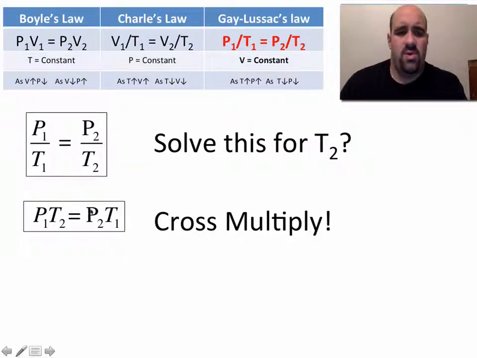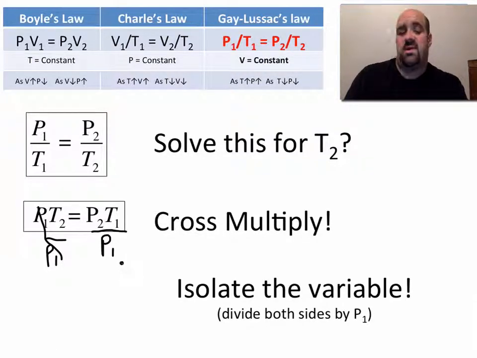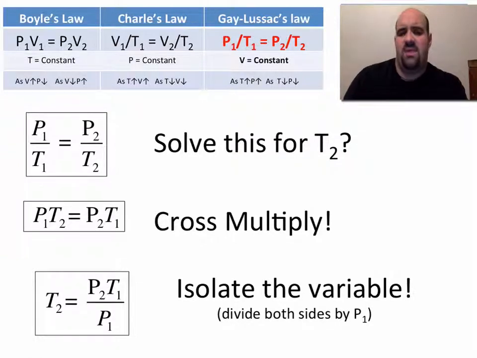And now to solve for T2, this becomes really, really easy. All you got to do is get rid of the P1, right? Divide this side by P1, divide this side by P1. These cancel. So T2 equals P2 times T1 over P1. And that's called isolating the variable. And that's what you end up with. So occasionally, gas law problems, you're going to have to solve for a value in the denominator, and you can do that by cross multiplying, either before the problem set up, before you plug the numbers in, or after. It doesn't matter. That's your choice.